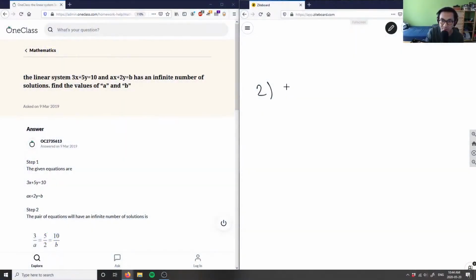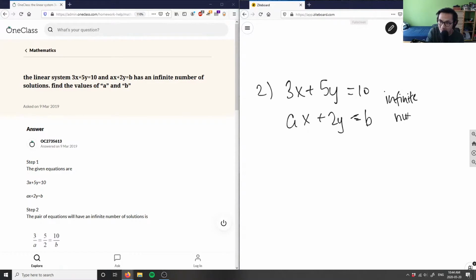So it says the linear system of 3x plus 5y equals 10 and ax plus 2y equals b has an infinite number of solutions. So I have an infinite number of solutions. So find the values of a and b.